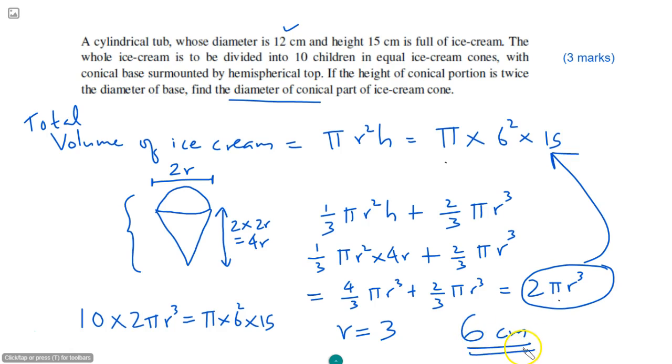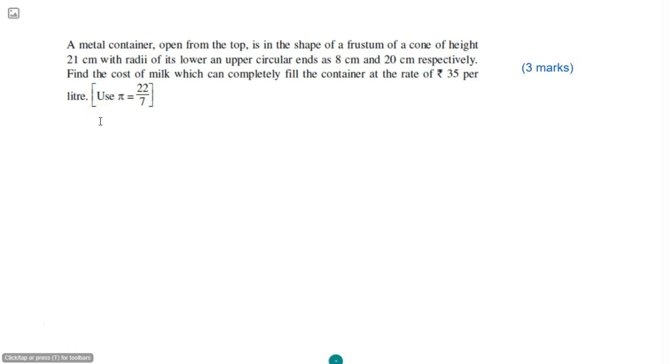That's your answer. We have another 3-mark question. A metal container open from the top is in the shape of a frustum of a cone of height 21 centimeter with radii of its lower and upper circular ends as 8 centimeter and 20 centimeter respectively. Find the cost of milk which can completely fill the container at the rate of rupees 35 per liter.